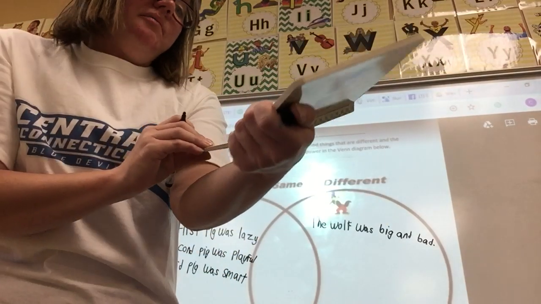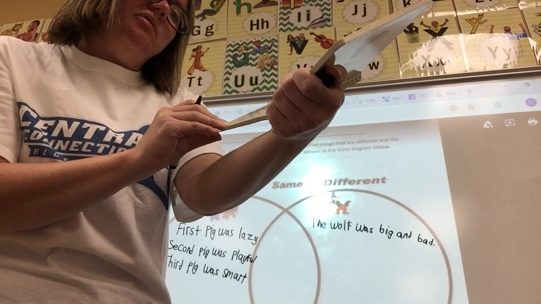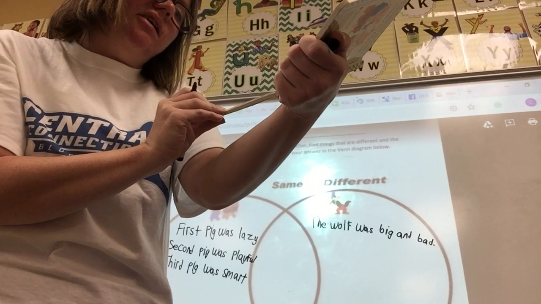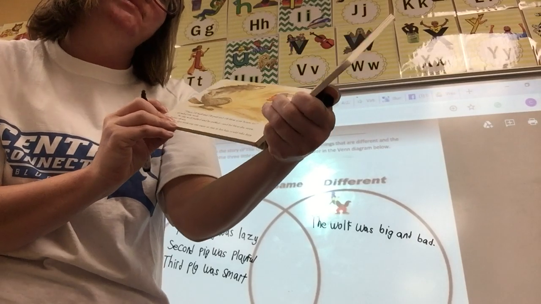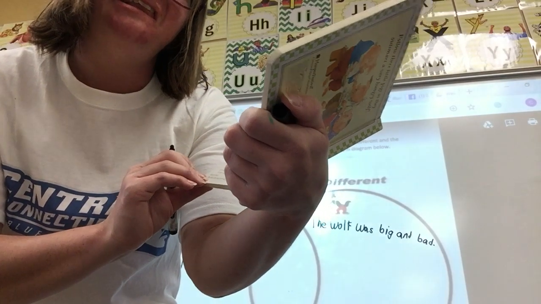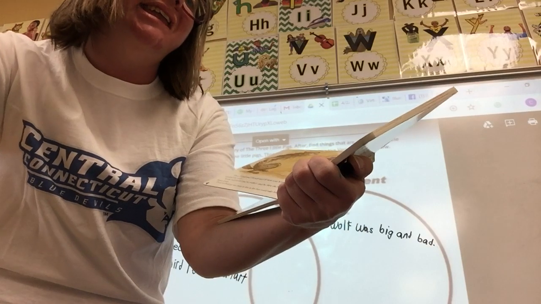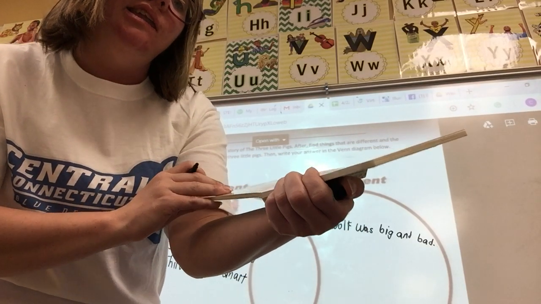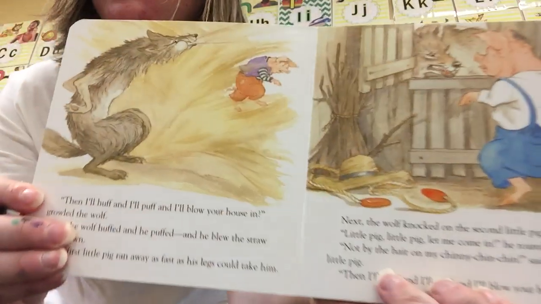Then I'll huff, and I'll puff, and I'll blow your house down, growled the wolf. So the wolf huffed, and he puffed, and he blew the straw house down. The first little pig ran away as fast as his little legs could carry him. Next, the wolf knocked on the second little pig's door. Little pig, let me in, he roared. Not by the hairs of my chin, said the second little pig. And then I'll huff, and I'll puff, and I'll blow your house in.